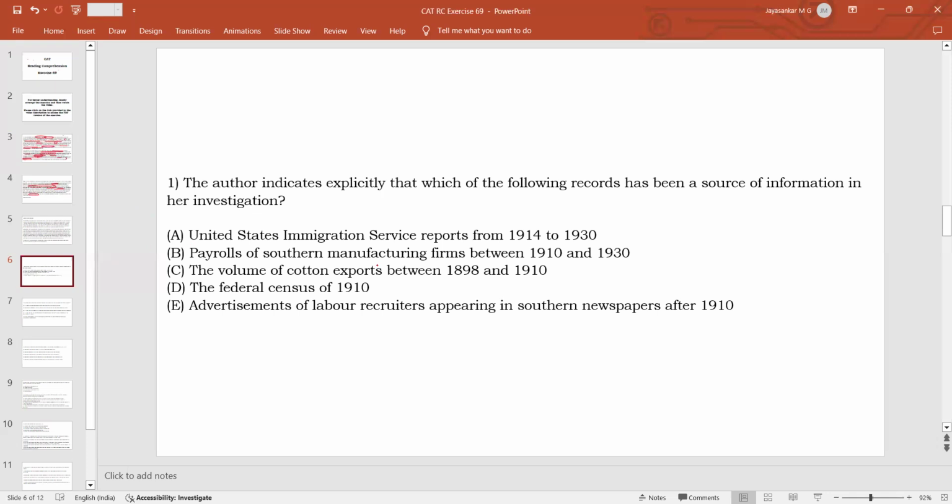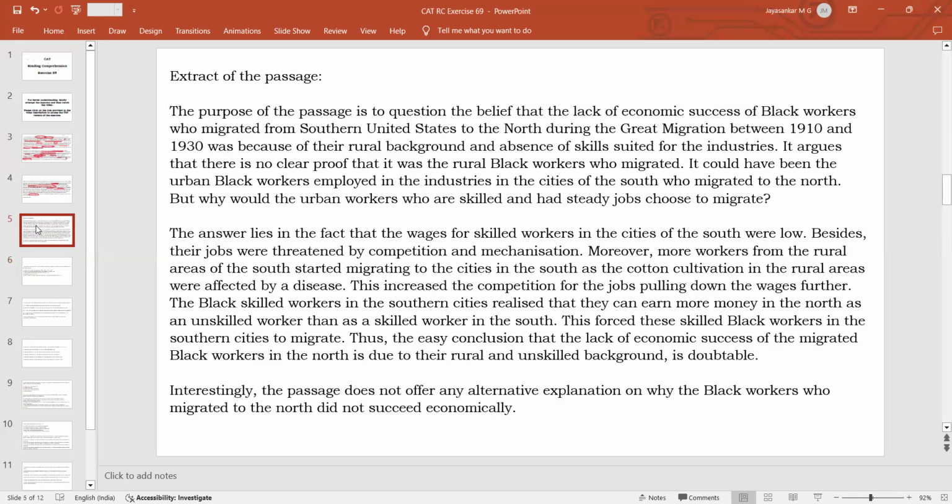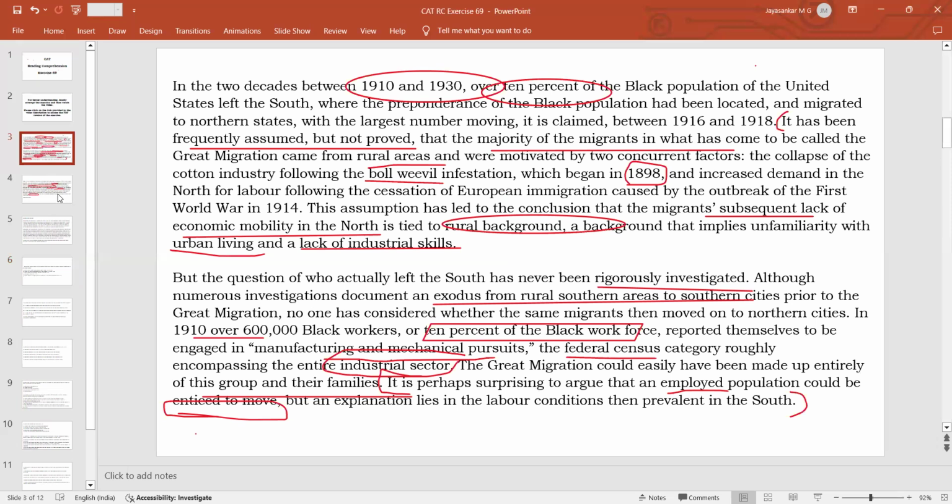So question number 1: the author indicates explicitly that which of the following records has been a source of information in her investigation. So what record has been used by the author for her investigation to prove whatever she is proving? There is only one record stated in the passage. If you go through it, what is the only official record stated? The federal census. We are talking about the federal census, that is the only official record. No other record is stated in the passage.